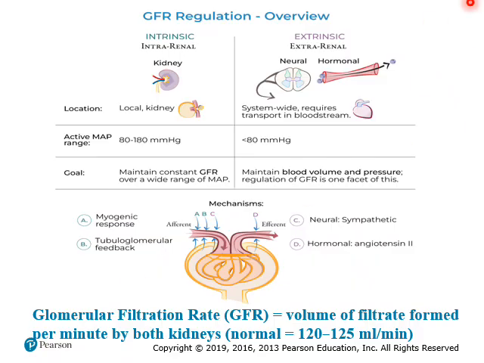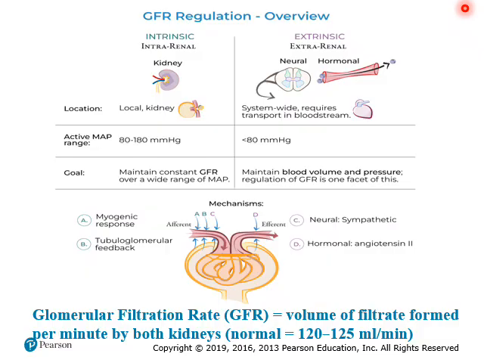So the glomerular filtration rate, this is an overview of how the GFR is regulated. The GFR, or glomerular filtration rate, is the volume of filtrate that is formed per minute by both kidneys. A normal volume is about 120 to 125 ml per minute. Wow, that is a lot. The GFR is directly proportional to another acronym, NFP, or net filtration pressure.